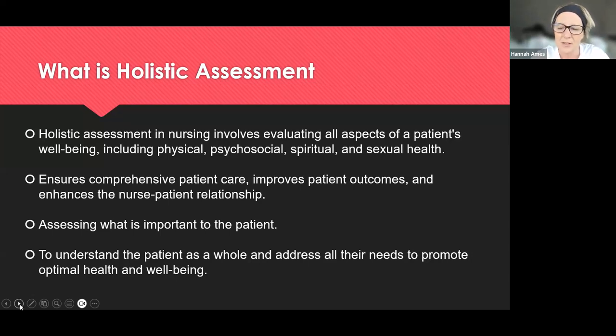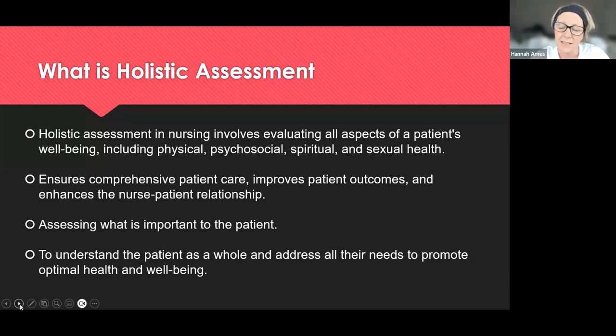In terms of your NMC OSCE, you need to demonstrate that you are evaluating all aspects of the patient's well-being, including their physical health, their psychosocial, their spiritual and their sexual health. Holistic assessment is really important because it ensures we're delivering comprehensive patient care. It does lead to improved patient outcomes, and it does enhance that nurse-patient relationship as well.